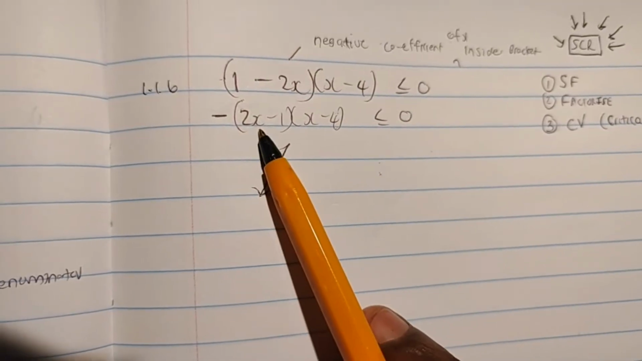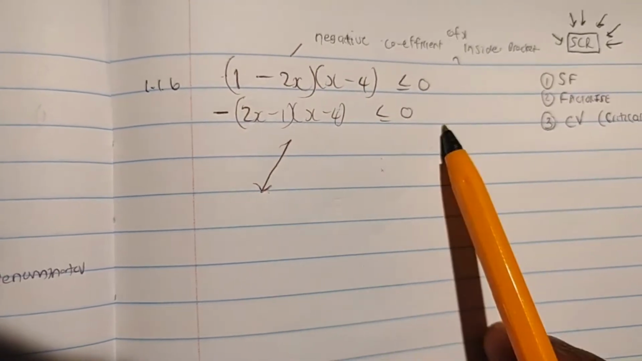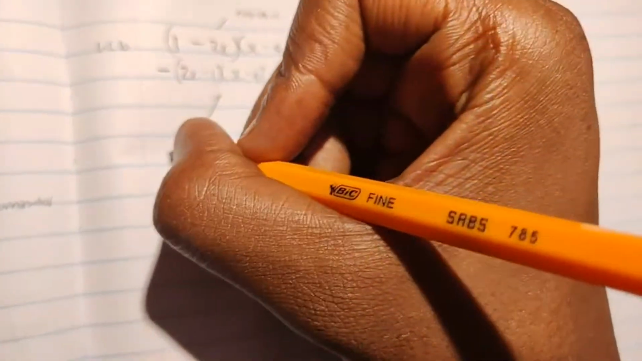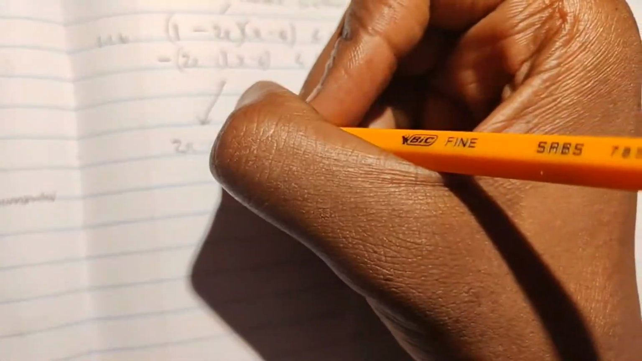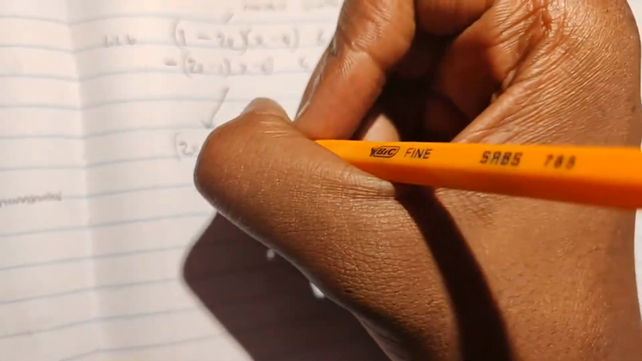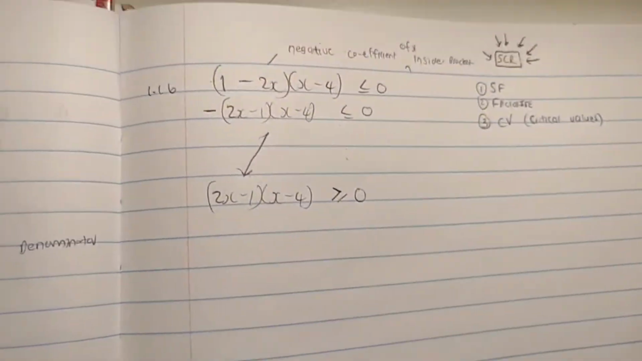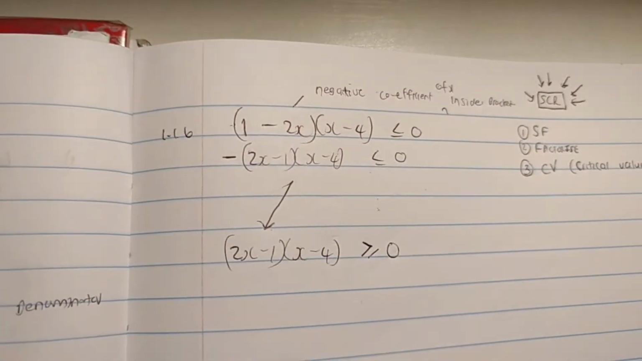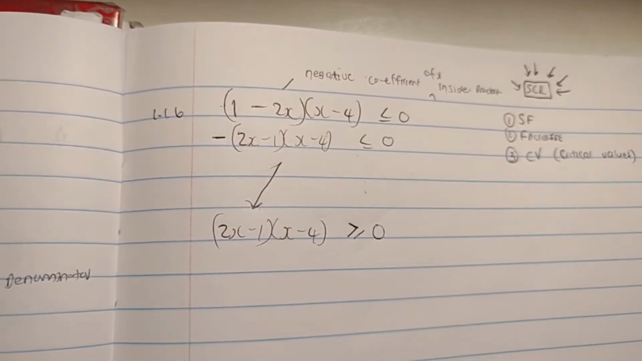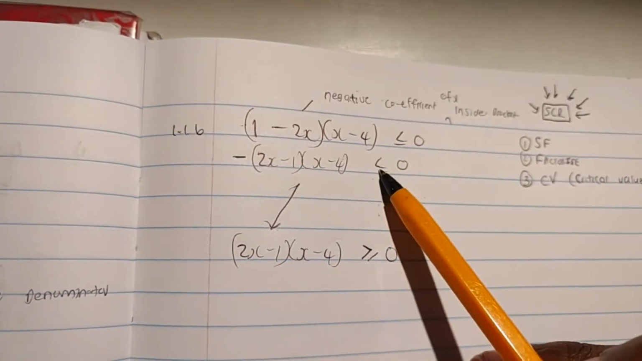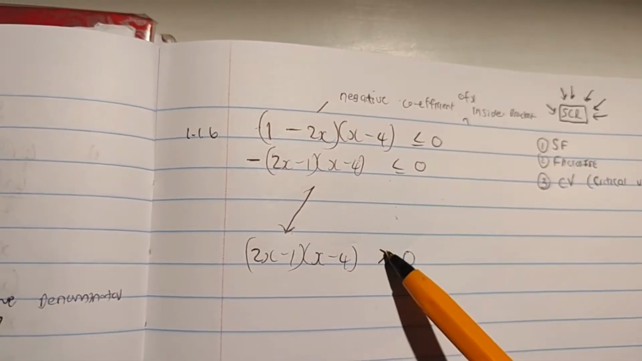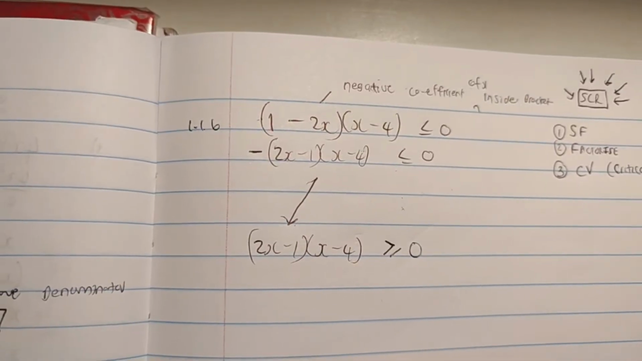When you do that, what happens? You divide by a negative left and right. You are going to get 2x minus 1 into x minus 4. Then the inequality sign changes direction. You reverse the inequality sign.